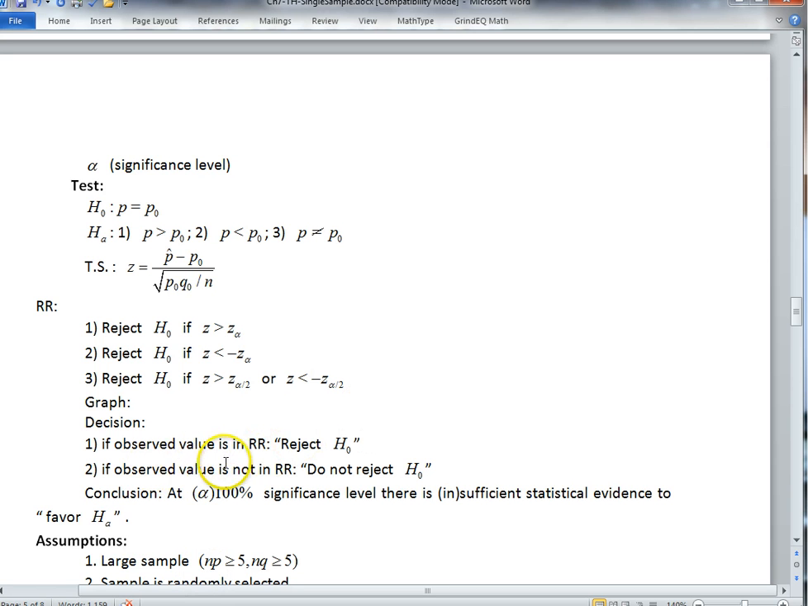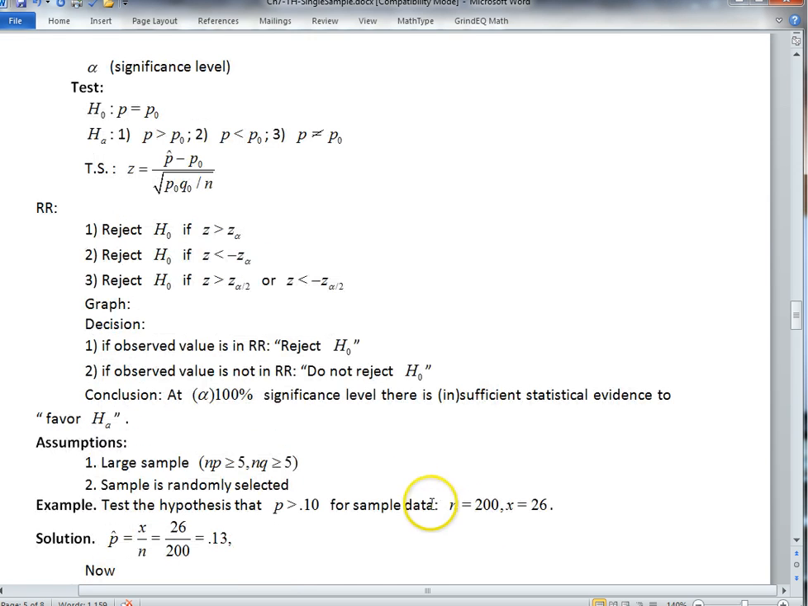Again, if the observed value z is in the rejection region, we reject. If it's not, we do not reject. Same conclusion. Now the assumptions for this test. First we need our sample to be large, and that means the same condition we had before: np and nq should both be greater than or equal to 5. When we apply it, we check n p hat and n q hat, and the sample should be random.